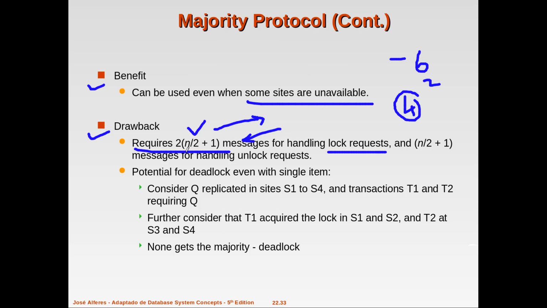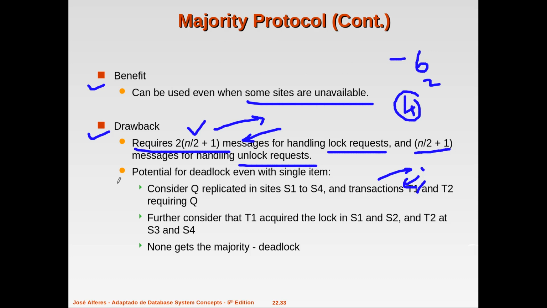That is why 2 into (n by 2 plus 1) messages for the lock request, and n by 2 plus 1 messages for handling the unlock request. For an unlock request, we are simply sending a request for unlock. It is one way; the server will unlock it and won't send a response back. That is why only n by 2 plus 1 is required for an unlock request. So we need to have more data transfers between the different sites participating in the transaction operation.